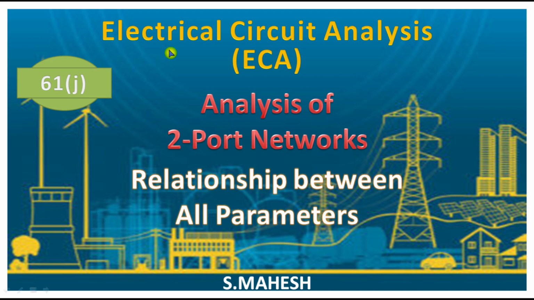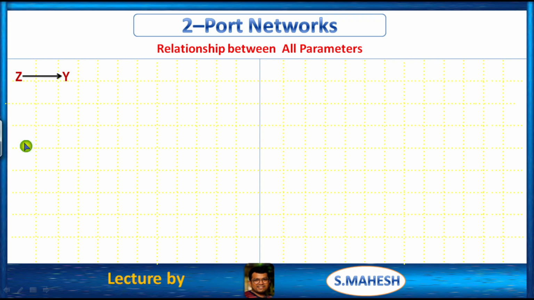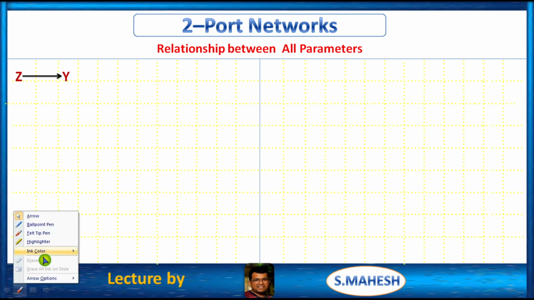Hello everyone. Now we have to discuss the relationship between all parameters. So we all know that we have four types of parameter representations. Those are Z, Y, H and T parameters, right? So for example, if we have the data of Z parameter representation, by using that data we have to get the other three data representations. Okay. So first we have to get the data of Y parameter representation from Z parameter representation.